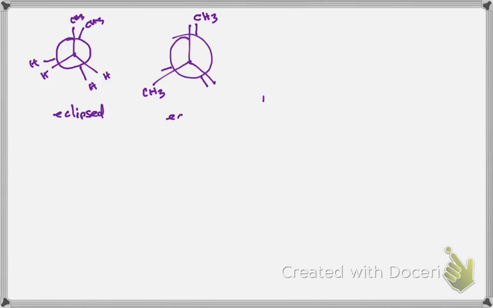So this is eclipsed. And then the hydrogens are like this. This one is often known as 0, and this is 120, like that. In terms of energy, it's high in energy, but it's not as high as the 0-degree one. The 0-degree is the highest energy one. All right.